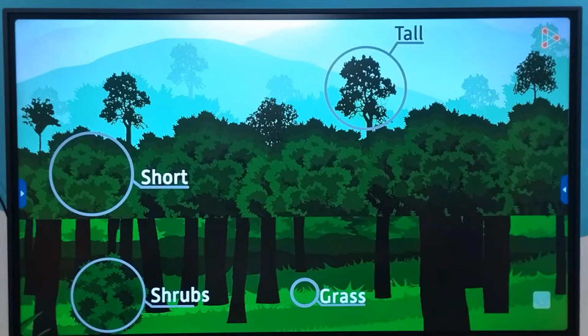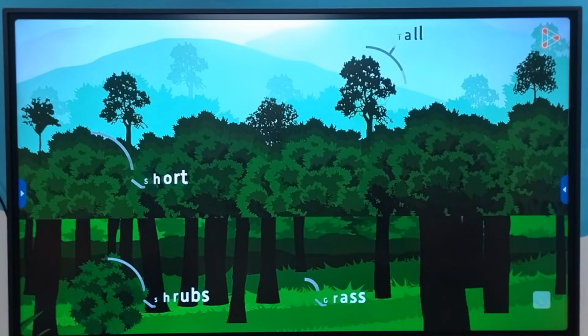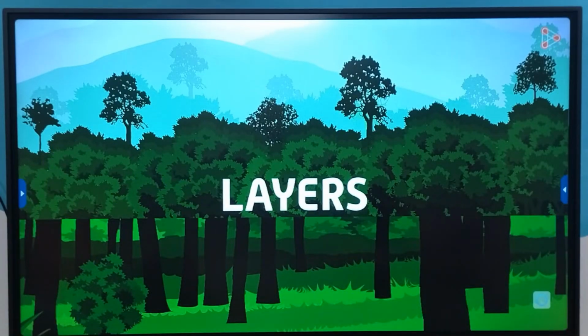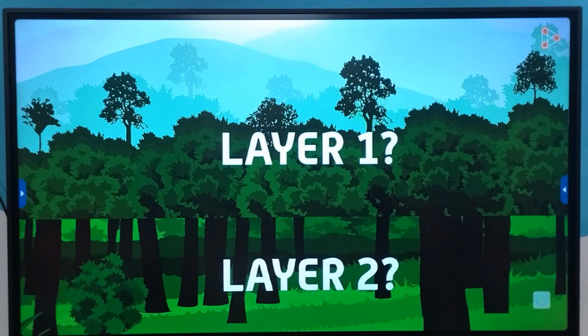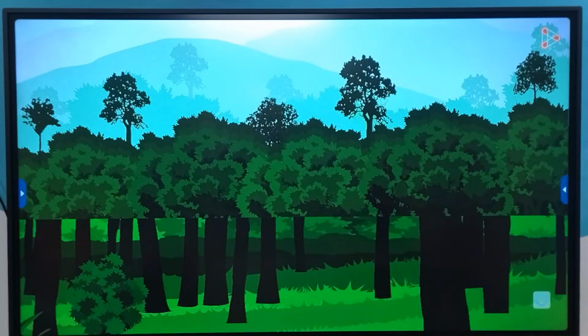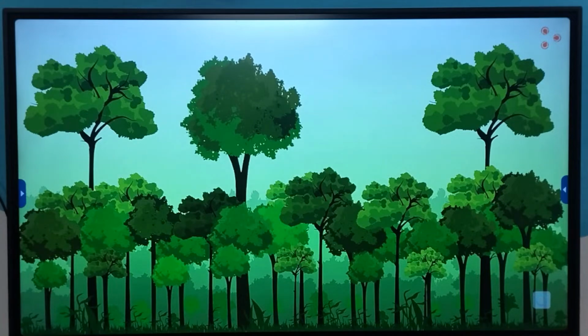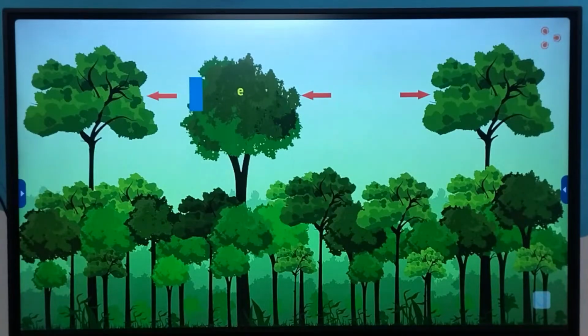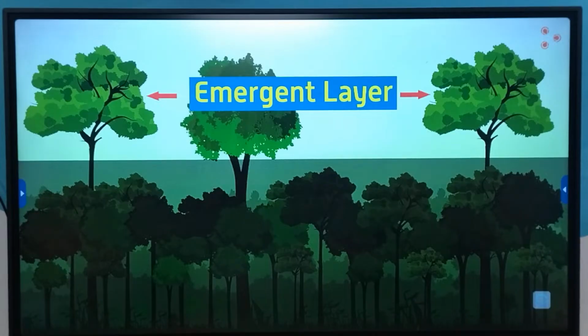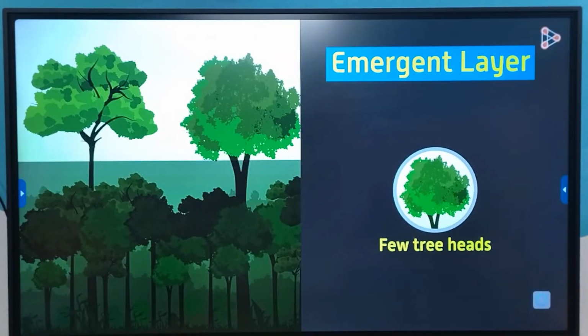So in order to study them, we divide the forest region into various zones. These zones are also called layers. So how do we name them? Do we name them as layer 1, layer 2, and so on? No, we don't. Each layer has a specific name. Let's understand the layers as we move from the top to the bottom. To begin with, can you notice these few trees popping up their heads from this lower green belt? That's called the emergent layer. Why emergent? That is because the layer has only a few tree heads that emerge out.